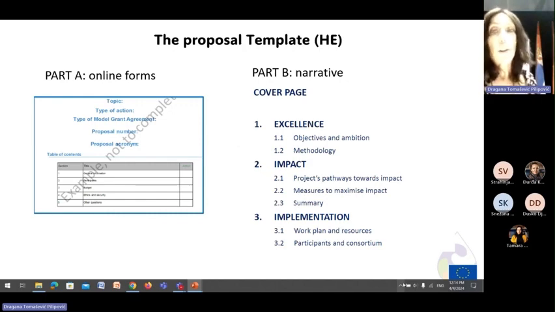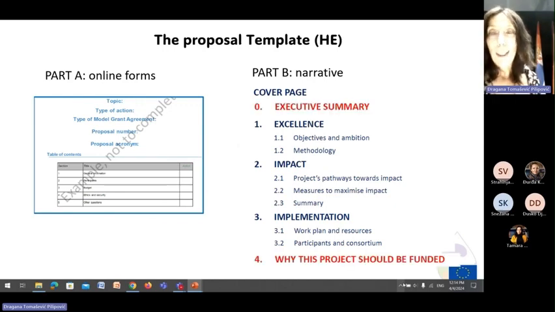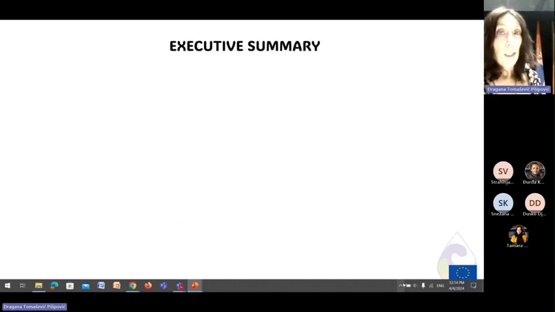There is a cover page, and then we have 3 sections: excellence, impact, and implementation. And then there are other 2 parts that are not compulsory that I have added, and I think they are useful. So we're going to see all of these parts in sequence. Let's start with the executive summary.